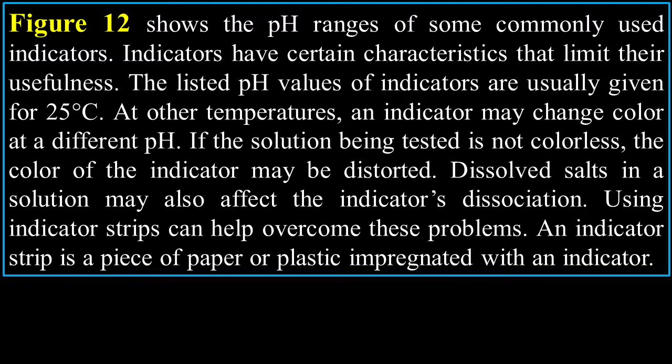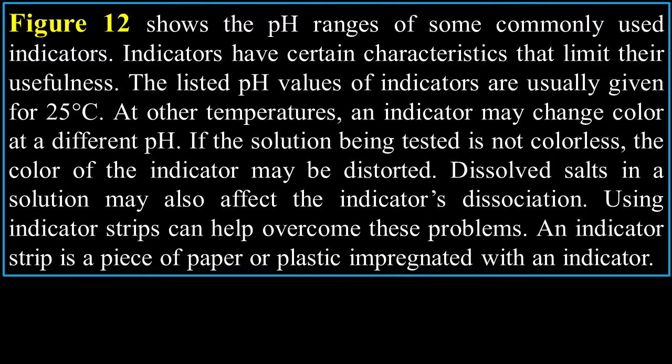Indicators have certain characteristics that limit their usefulness. The listed pH values of indicators are usually given at 25 degrees Celsius. At other temperatures, an indicator may change color at a different pH. If the solution being tested is not colorless, the color of the indicator may be distorted. Dissolved salts in a solution may also affect the indicator's dissociation. Using indicator strips can help overcome these problems. An indicator strip is a piece of paper or plastic impregnated with an indicator.